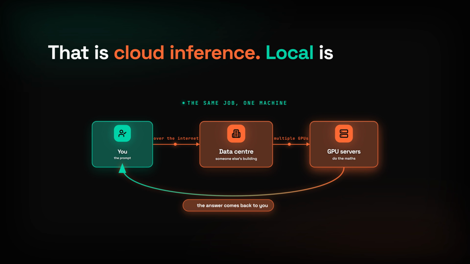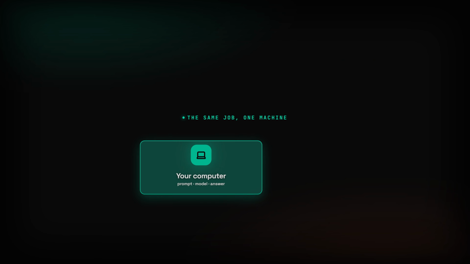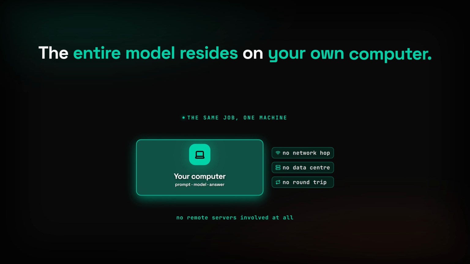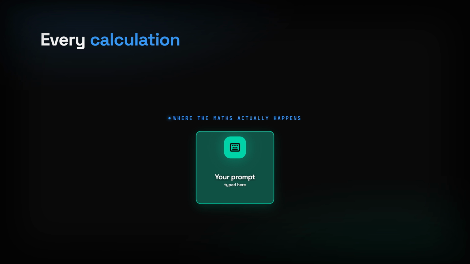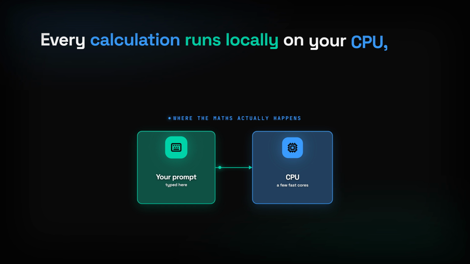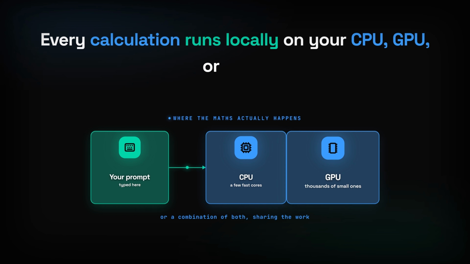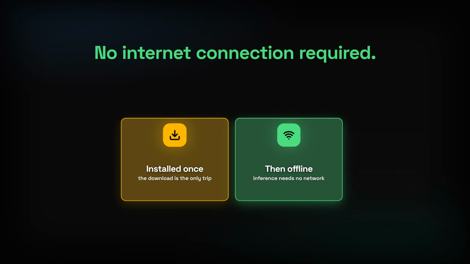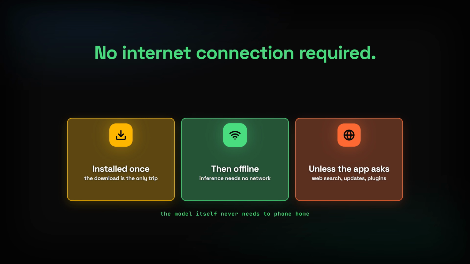Local AI follows a fundamentally different approach. Instead of relying on remote servers, the entire AI model resides on your own computer. Every calculation required to generate text is performed locally by your CPU, GPU, or a combination of both. Once installed, no internet connection is required for inference, unless the application itself requires online resources.